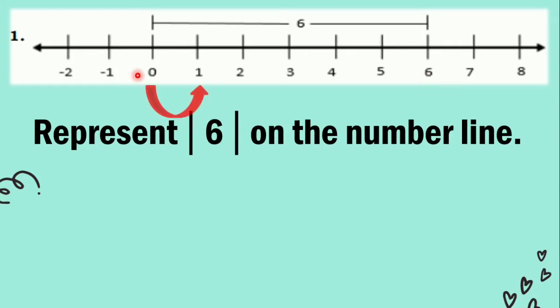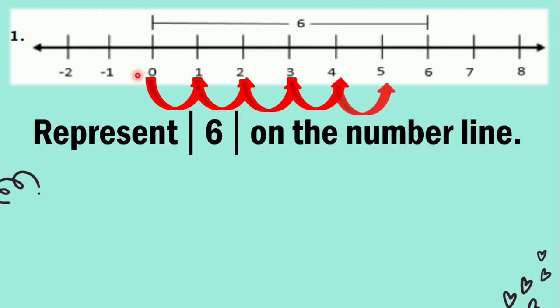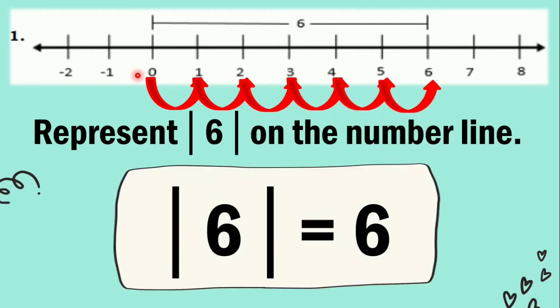We have 1, 2, 3, 4, 5, and 6. So it means the absolute value of positive 6 is 6. So we have 6 units away from 0.